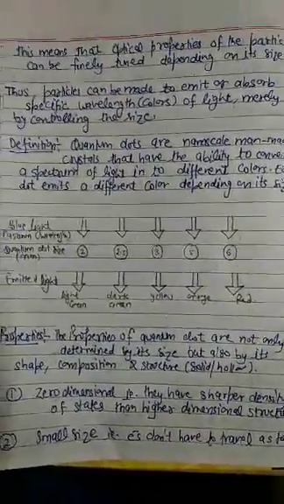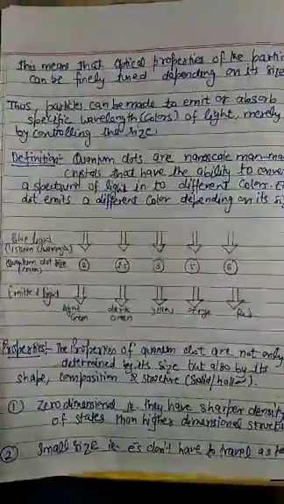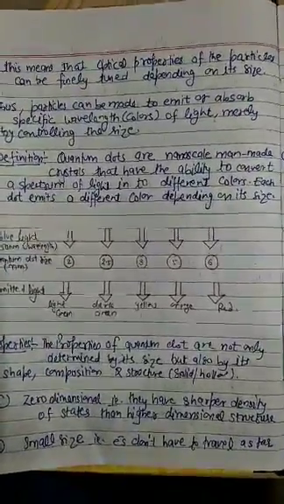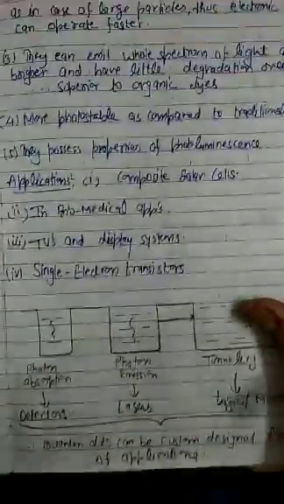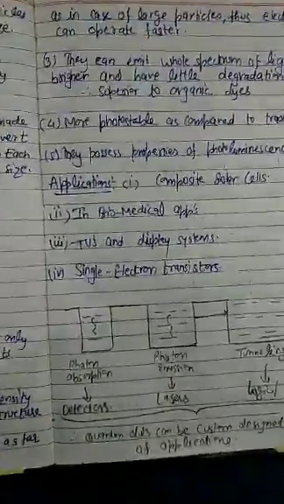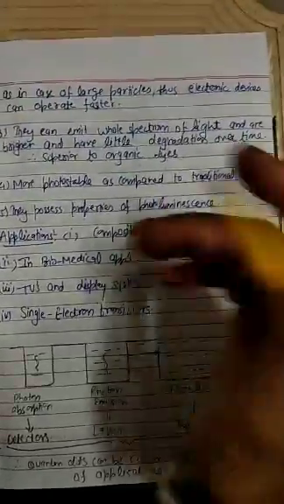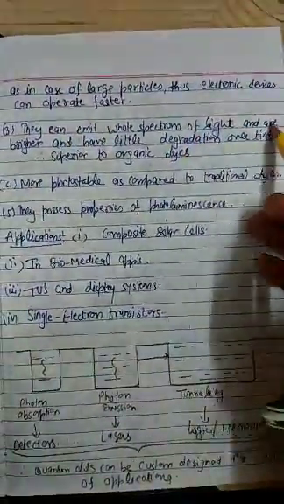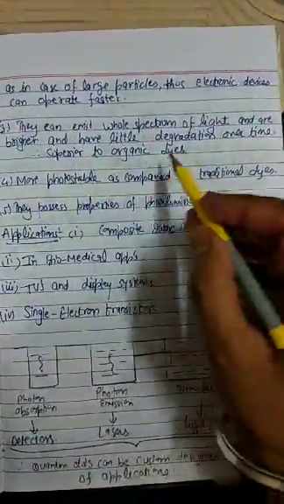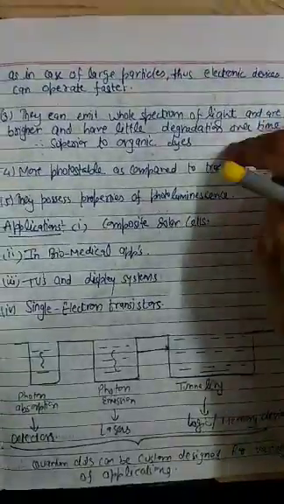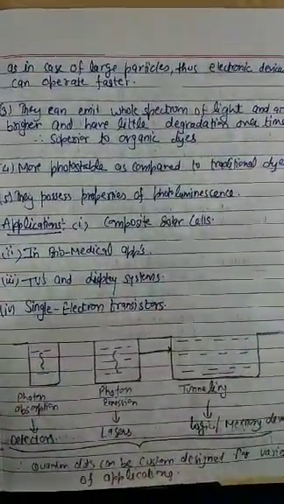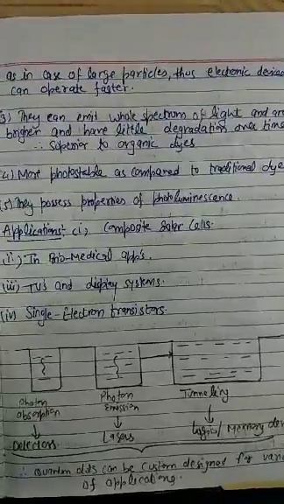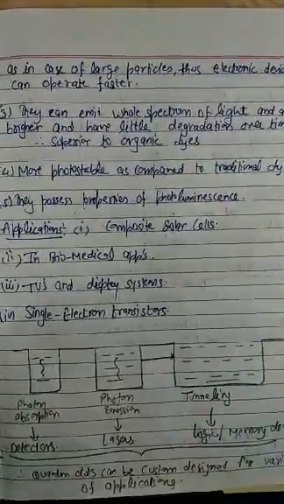They have a sharper density of states than higher dimensional structures. Because they have a very small size, electrons can travel very fast, which we can utilize in fabricating ultrafast electronic devices. Because they can emit a whole spectrum of light, they are brighter and have little degradation over time. This is their benefit over organic dyes. They are more stable as compared to traditional dyes. They also possess the property of photoluminescence.